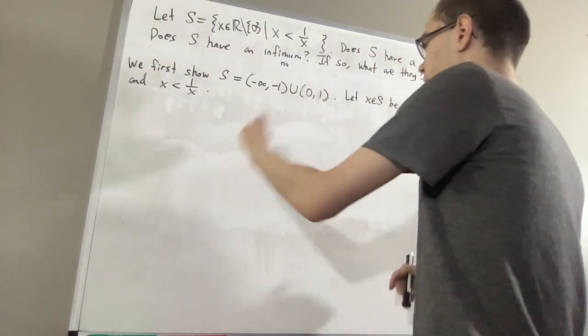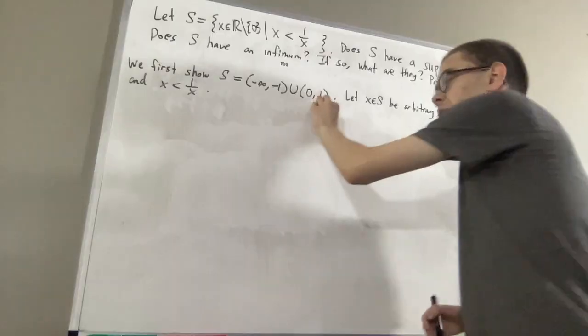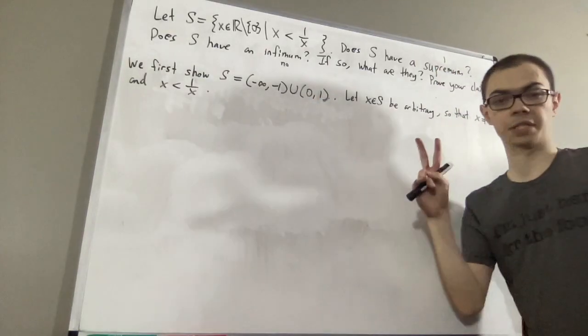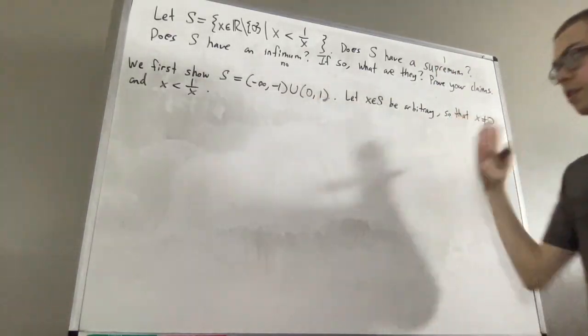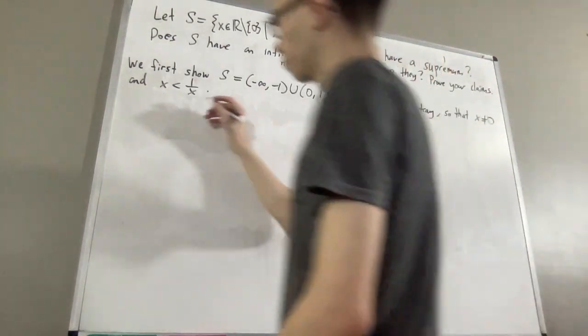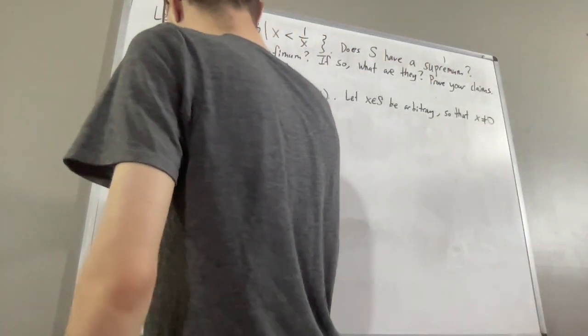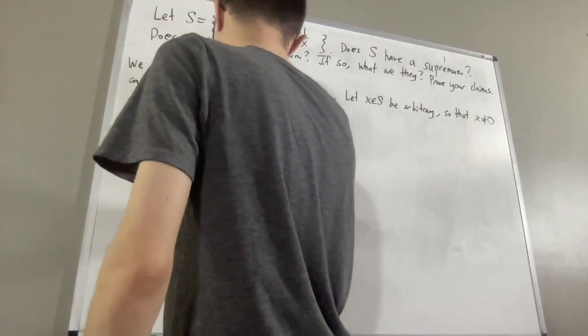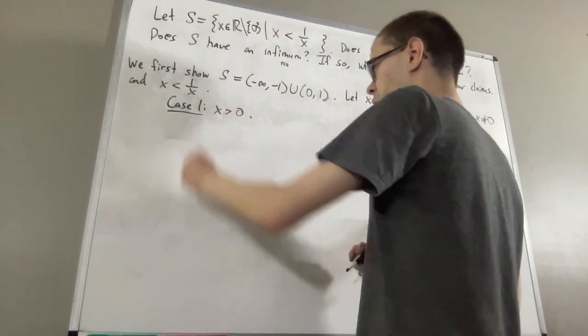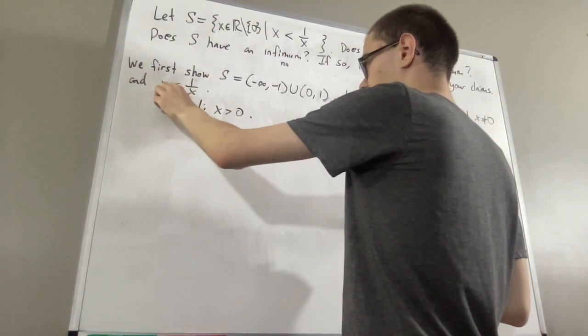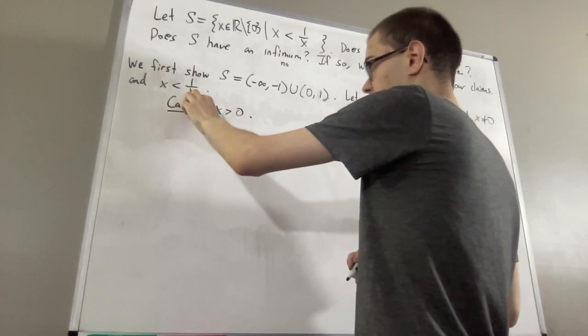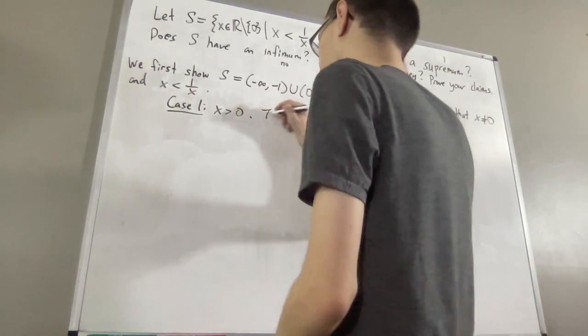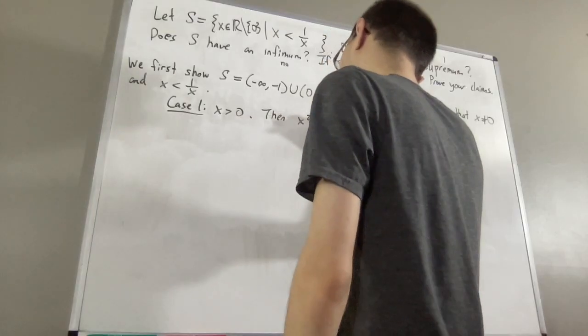Now to show X is an element of the union of these two intervals, we split it up into two cases. Either X is greater than 0 or X is less than 0. We'll start with the first case. Start with the case X is greater than 0. Well then, if we take this inequality, multiply X on both sides, the sign of the inequality remains the same, and we get X squared less than 1.